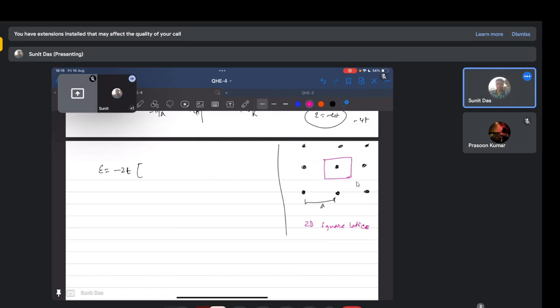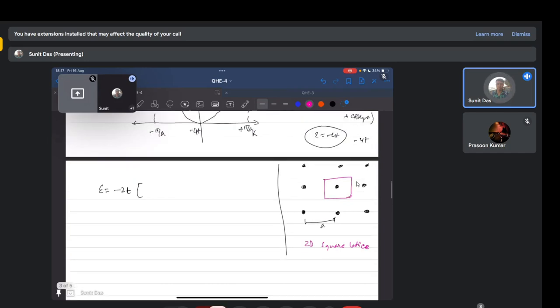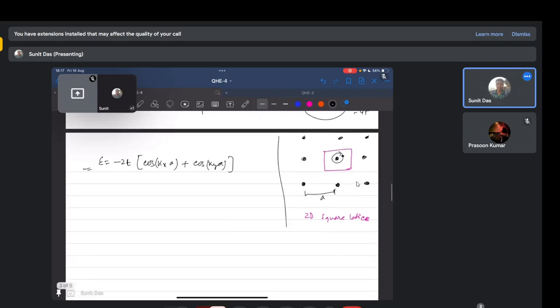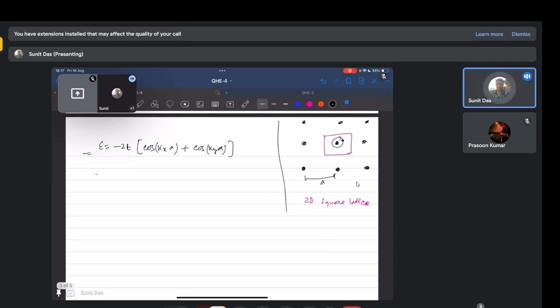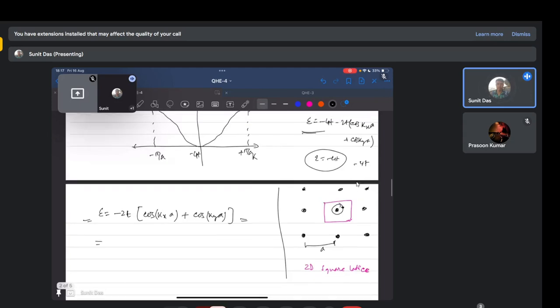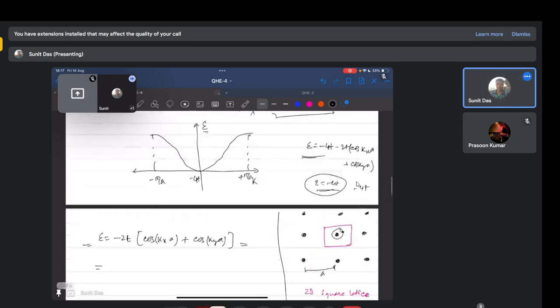2D square lattice. In this model, the energy is equal to minus 2t (cos kxa plus cos kya). We have assumed that there is only one 1s orbital which contributes to this energy. If we expand this around k equal to 0, this is the complete expression of the energy, barring the constant term, 4t. And if you plot this energy versus k, you will have this plot.